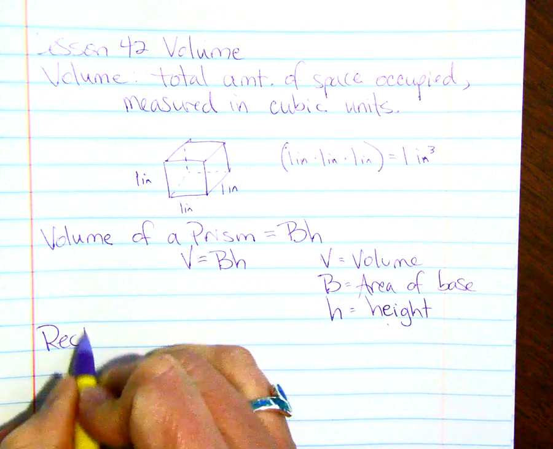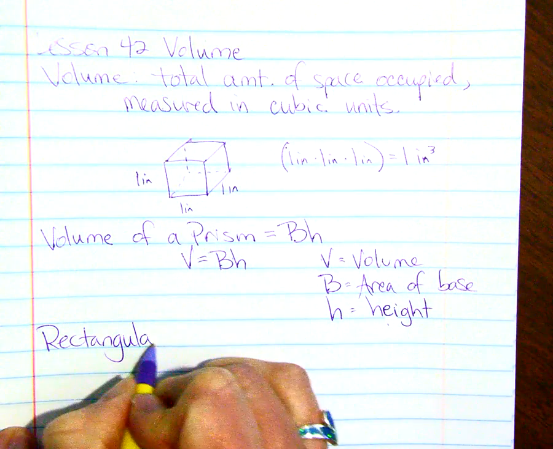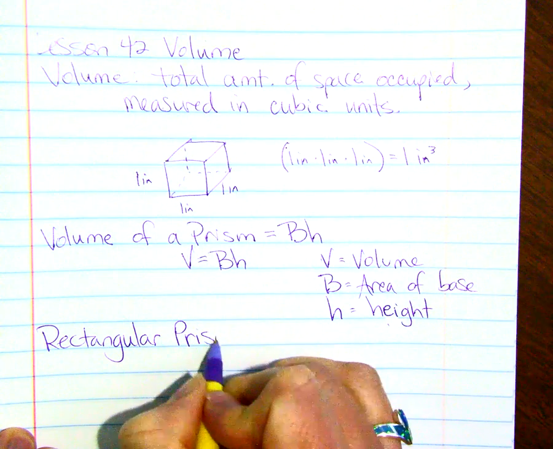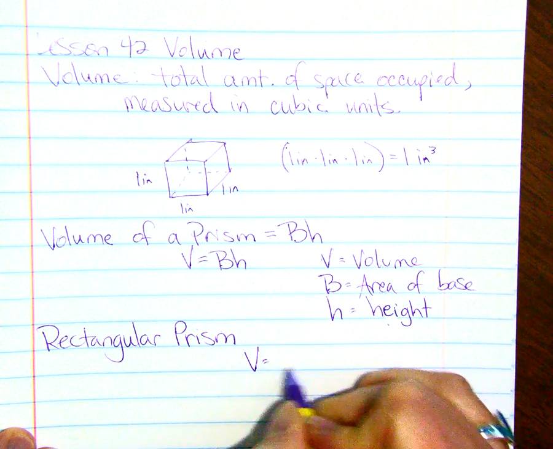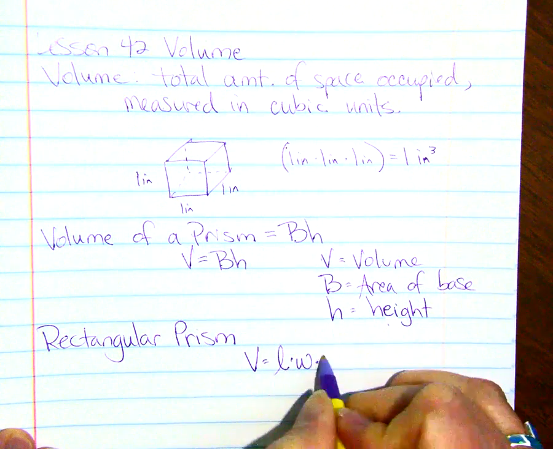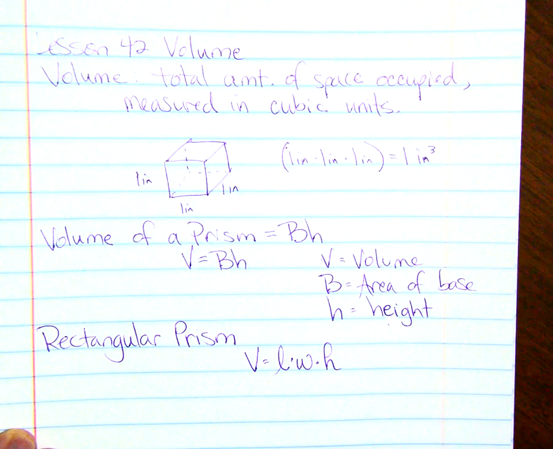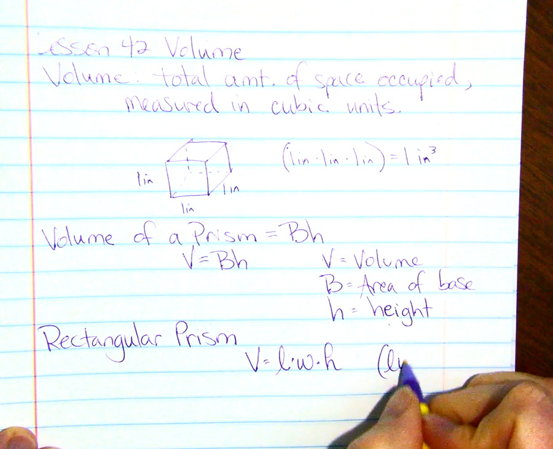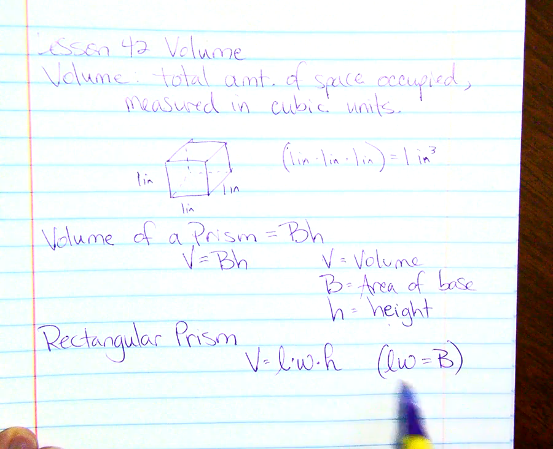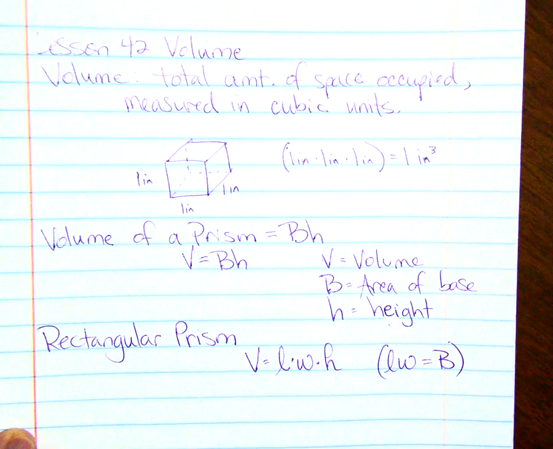If you have a rectangular prism, the volume is just going to be length times width times height. Because the base is a rectangle, it's just length times width. That's going to be the area of the base.